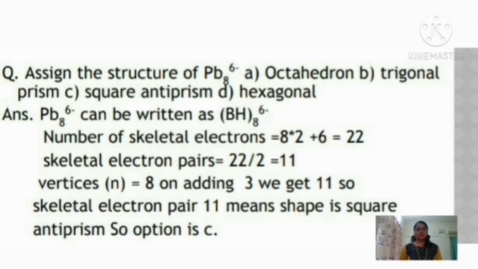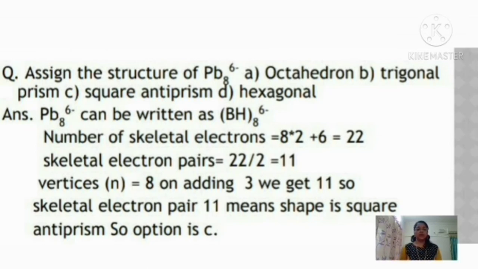Then according to Wade's rule, we can find the number of skeletal electrons. 8 into 2, because each BH unit contributes 2 electrons, plus 6 because there are 6 negative charges, each contributing 1 electron. So 8 into 2 plus 6 totals 22. The skeletal electron pair is found by dividing by 2, that is 22 by 2, which equals 11. Here the polyhedral electron count, or skeletal electron pair, obtained is 11, but the number of vertices is only 8.